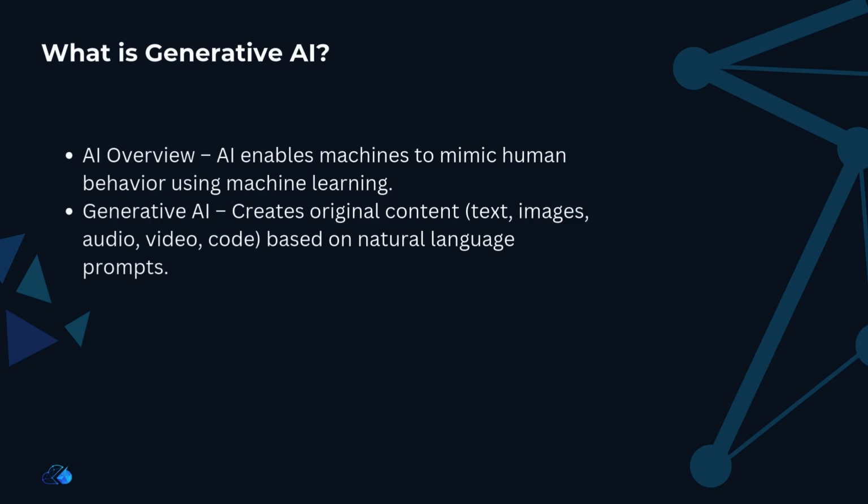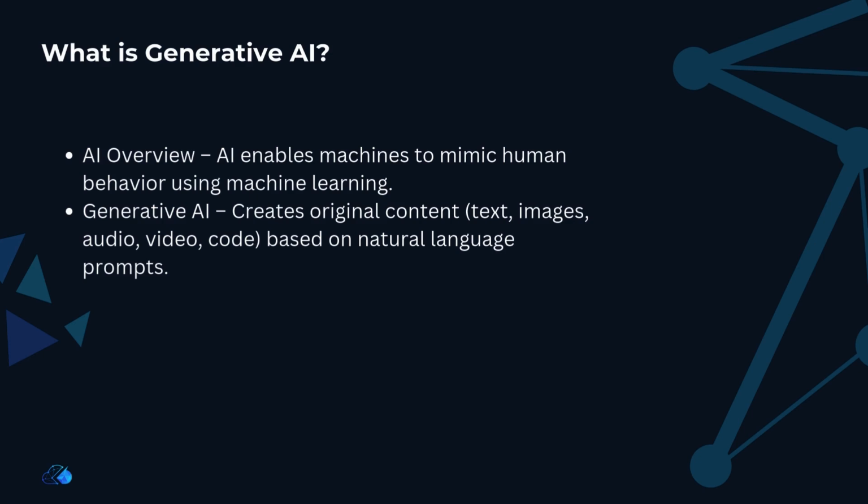Artificial intelligence enables machines to mimic human behavior by using machine learning to interact with their environment and perform tasks, often without explicit instructions on what the output should be. Generative AI takes this a step further. It is a specialized branch of AI that creates original content in response to a natural language prompt. This content can take various forms such as text, images, audio, video, and even code.